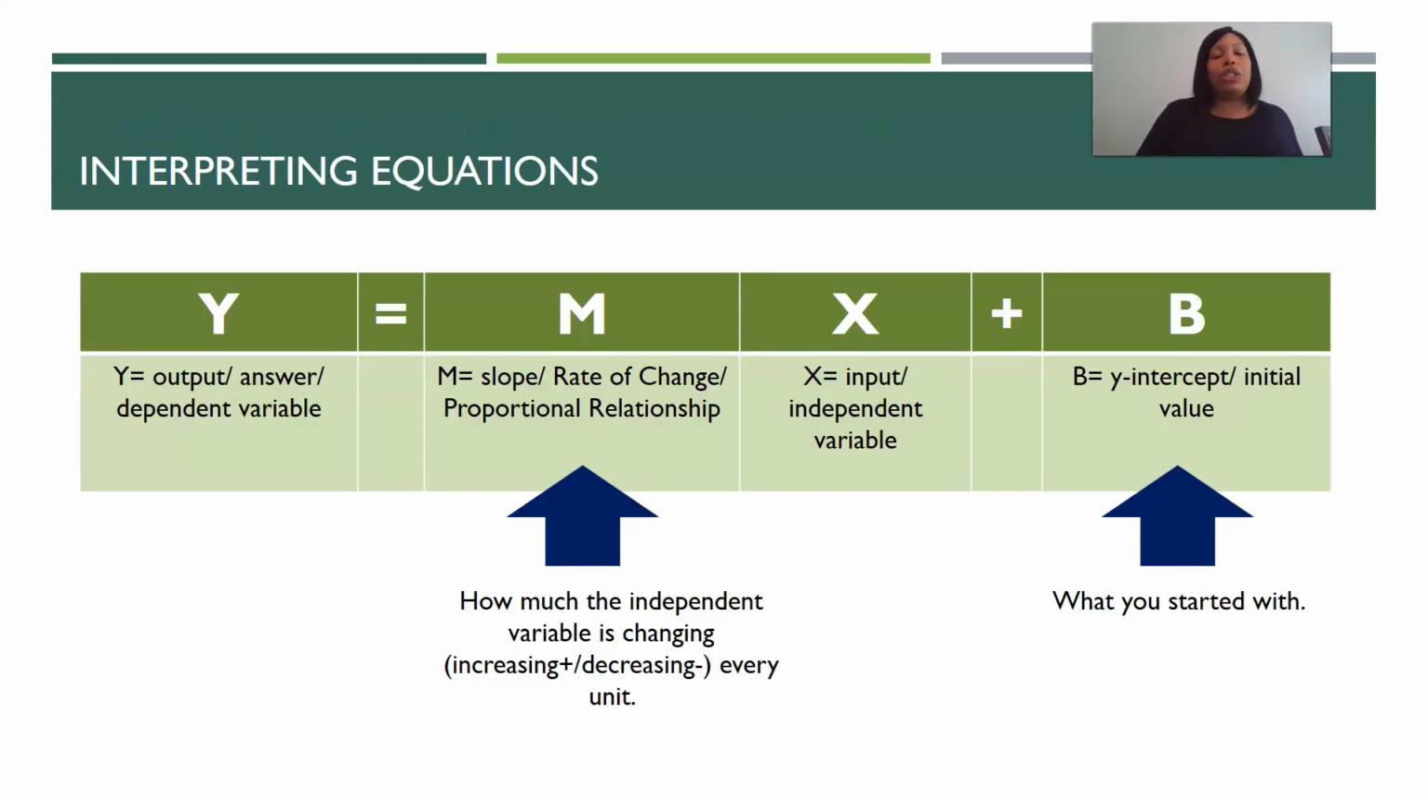So then going back into interpreting situations, remember all these elements of an equation mean something. Basically my M means how much the independent variable is changing. Is it increasing or decreasing? You need to know that to be able to interpret equations. Whereas B always means, where did I start off? Your B will be positive if you started off with more than 0, but it will be negative if I started off with less than 0, such as if I owe somebody something.